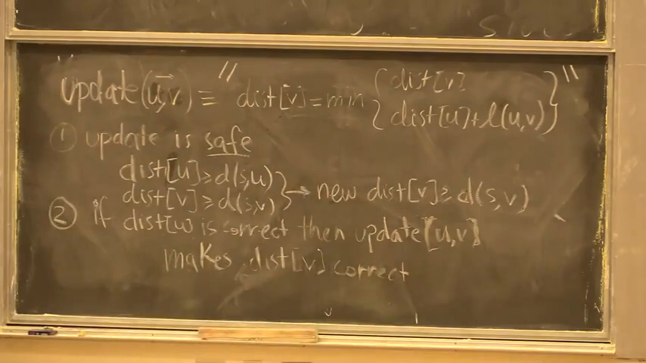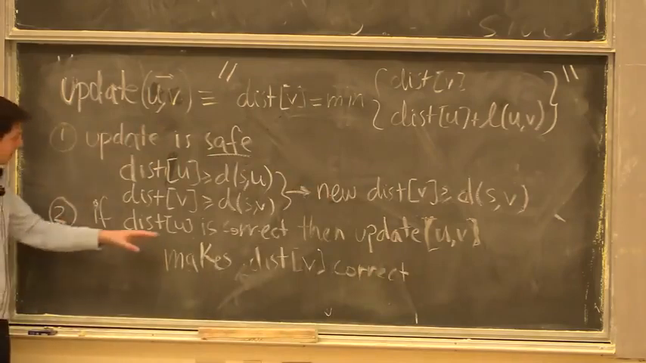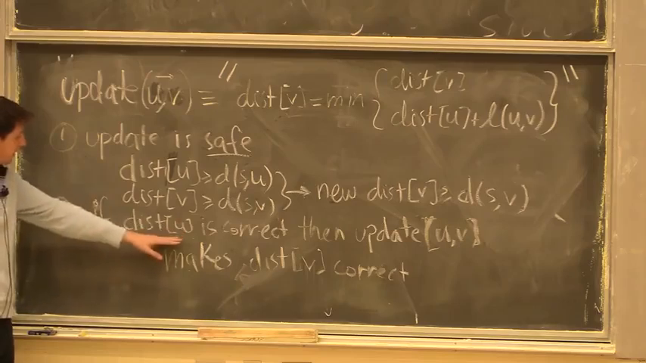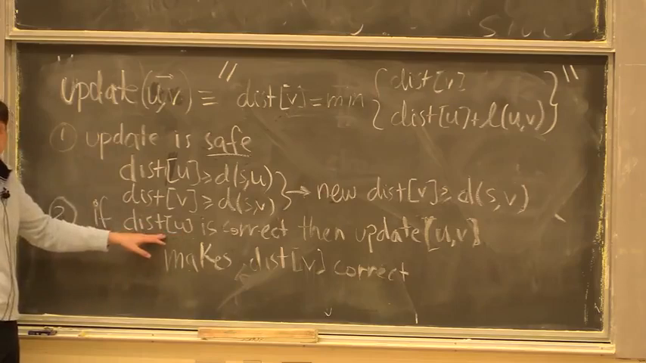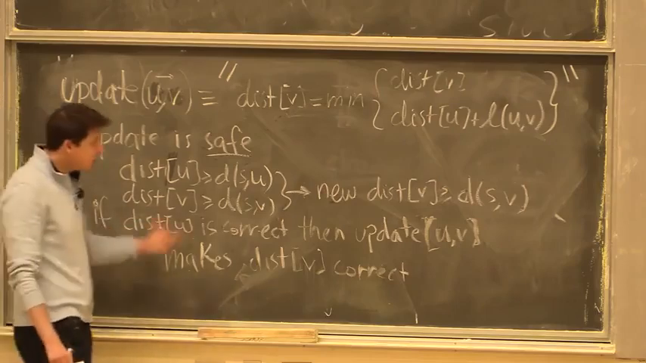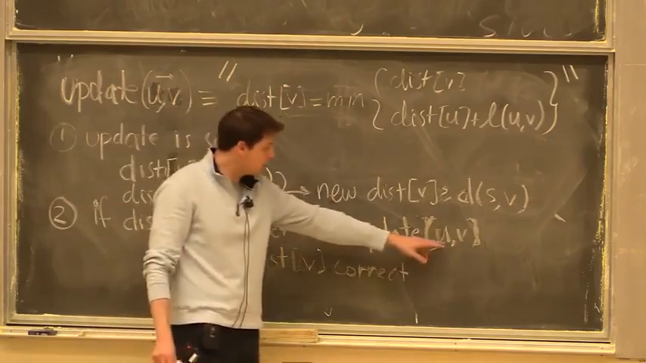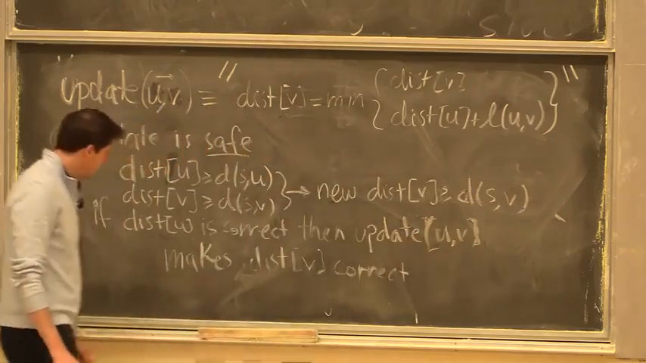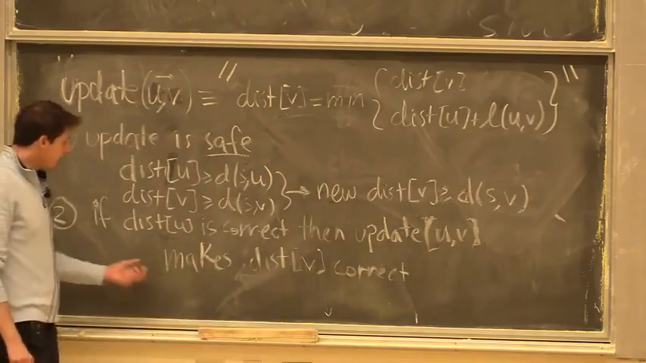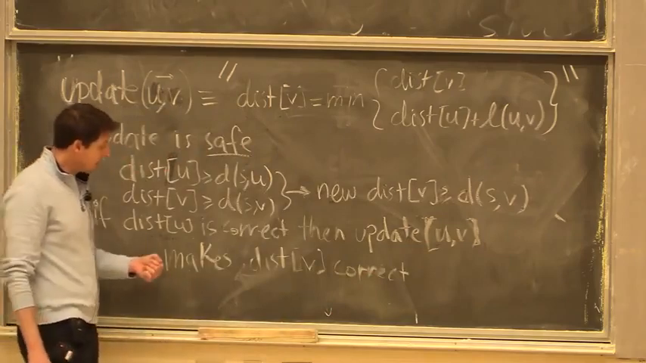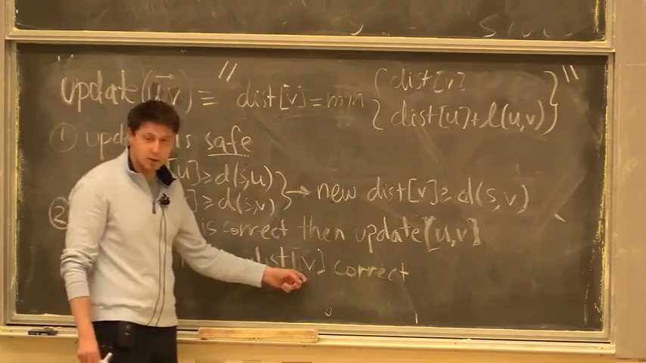All right, so I wrote a statement. It says, suppose for a moment that I know, for whatever reason, that the distance of u is already correct, equal to d(s,u). And I happen to run update on the edge u,v. Is it or is it not the case that after the update is run, the distance of v is also correct?